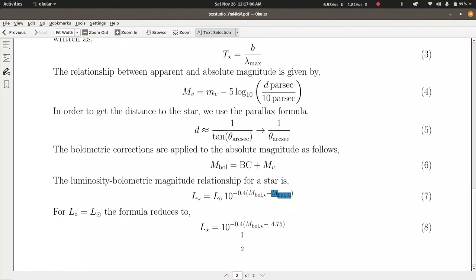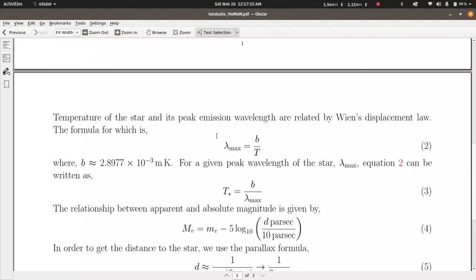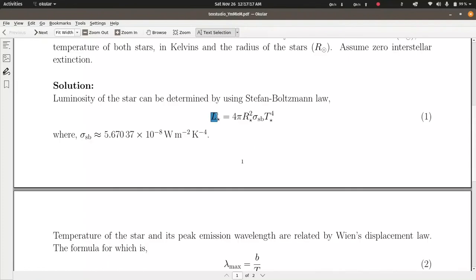So now we also have the formula for the luminosity of the star, and now we just need to get the values for the temperature of the star and the luminosity of the star, so that we can finally put all these values in this equation to get the value for the radius of the star.